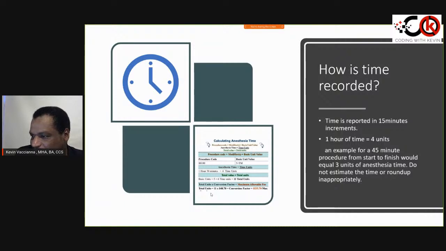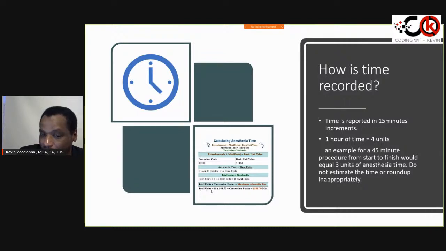All right? Now, the other situation that comes into play with anesthesia coding is called conversion factors. Conversion factor is something that you're going to find on the Medicare website, cms.gov. You can go and find your values for these.